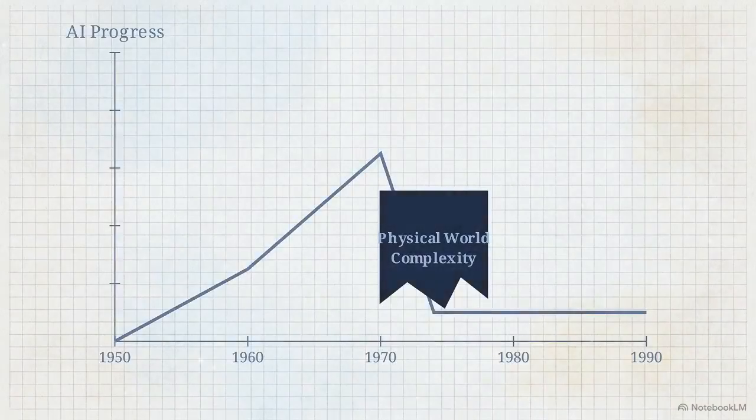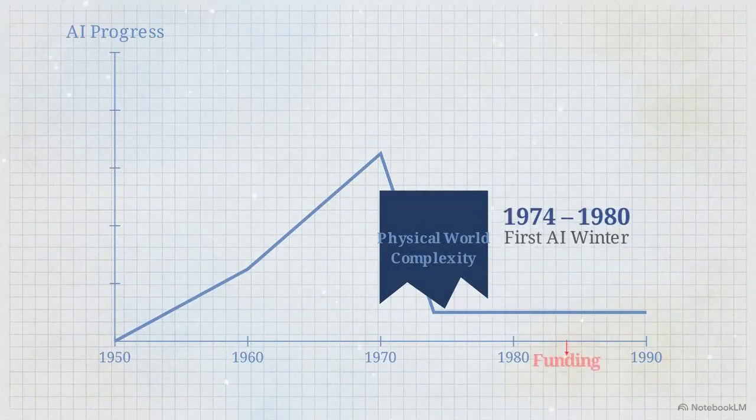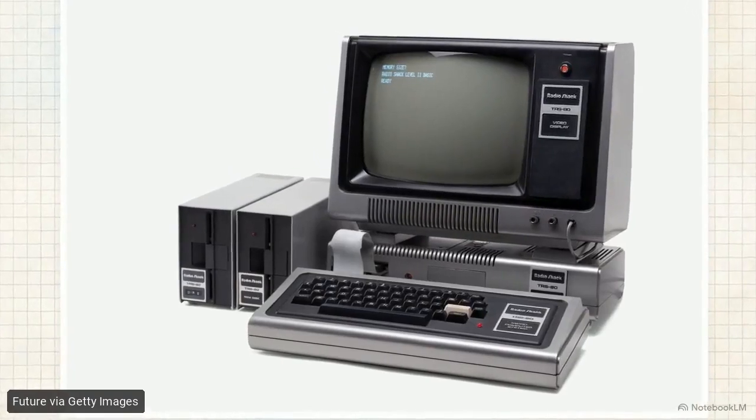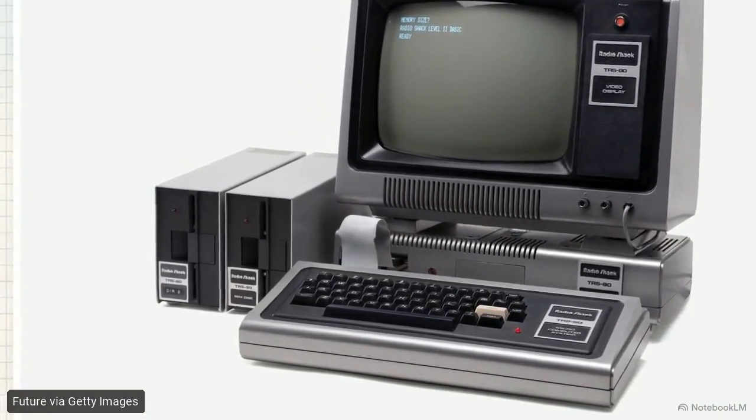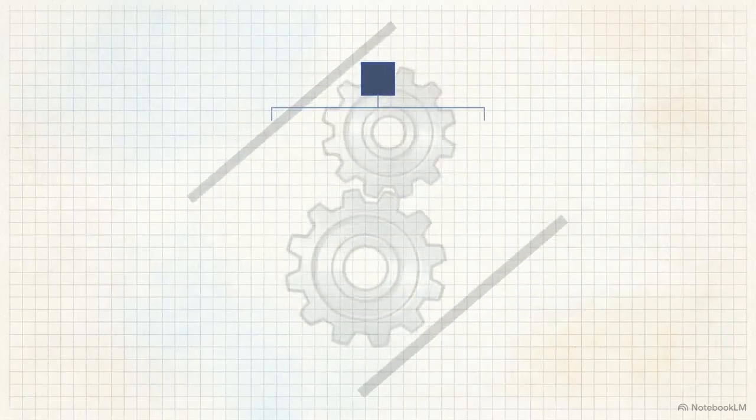That optimism met reality during the first AI winter, from 1974 to 1980. Early algorithms required vast amounts of data processing, but the computers of the time severely lacked the memory capacity and processor speeds needed to execute them. Funding collapsed. Interest rebounded in the 1980s with expert systems.